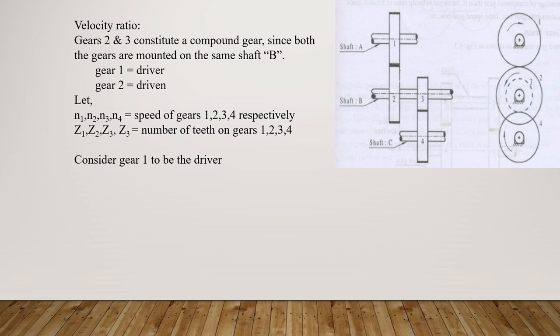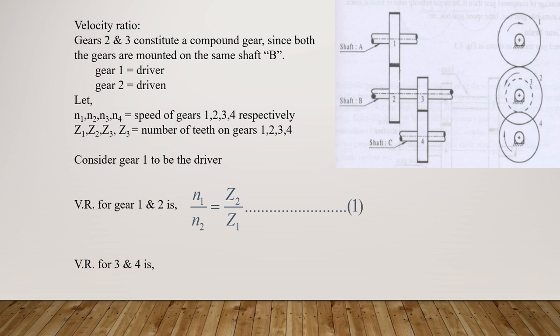So consider gear 1 as a driver in the first case. When you write the velocity ratio in the first combination, 1 and 2, 1 is a driver, 2 is a driven. As velocity ratio says, it is speed of driver to speed of driven. So N1 by N2. Since it is inversely proportional to the teeth, it will be Z2 by Z1.